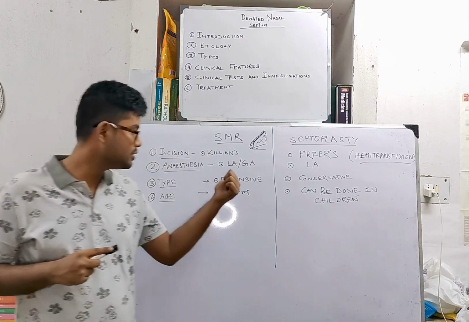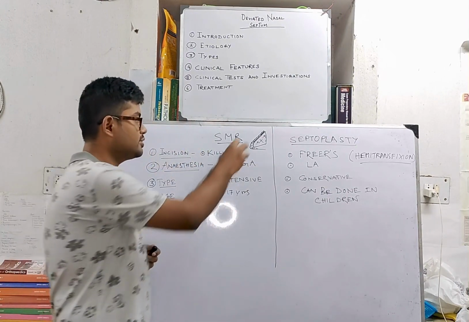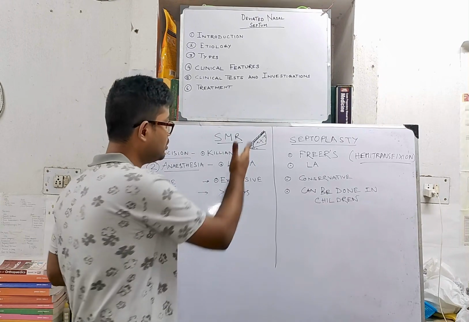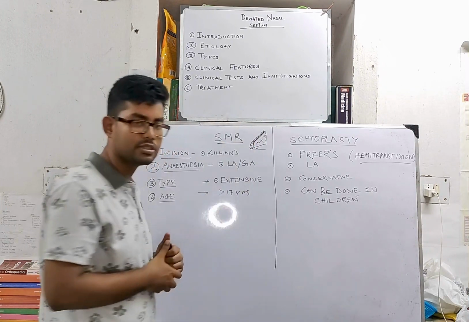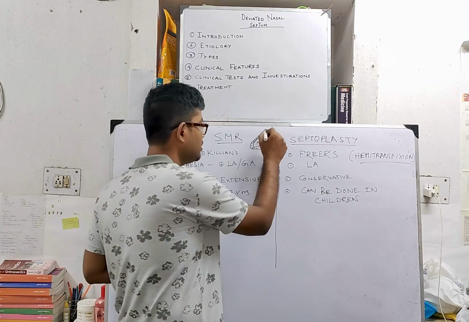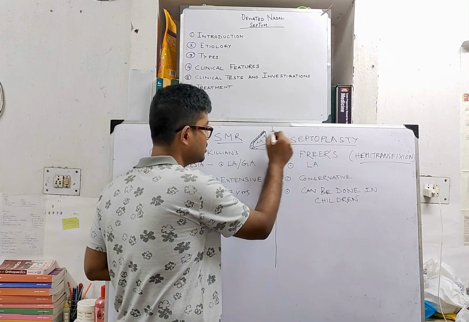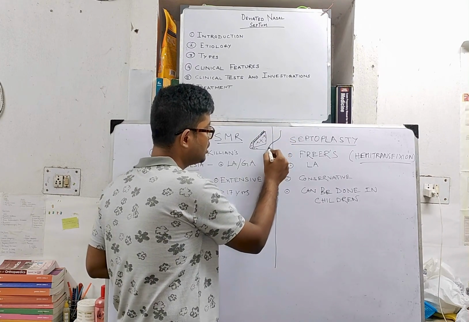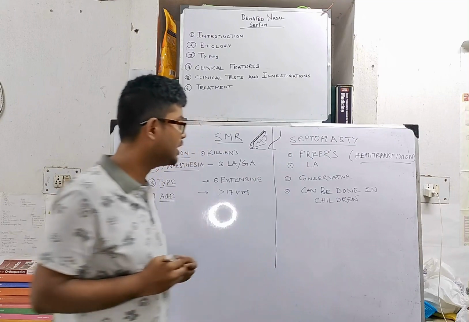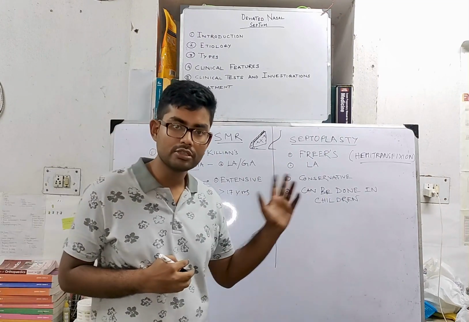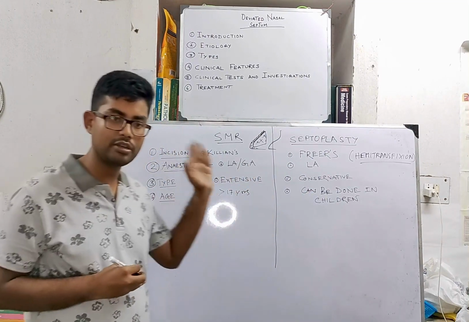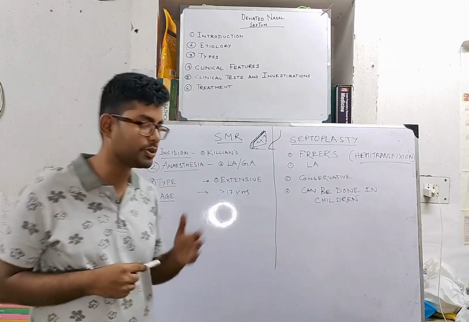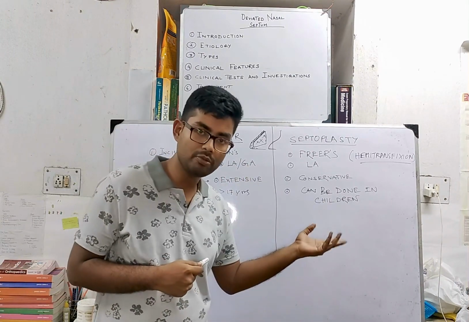So what does this lead to? Since this septal cartilage is the only dorsal support of the nasal septum, there may be a dip in the nose, the dorsum may be like this post surgery. So that is called a saddle deformity. The SMR operation predisposes the patient to a saddle deformity more.